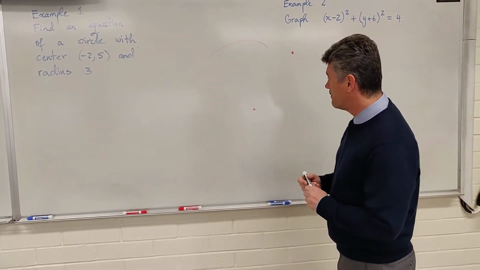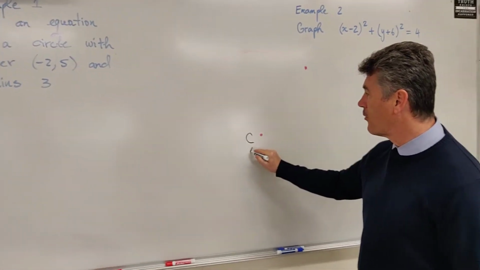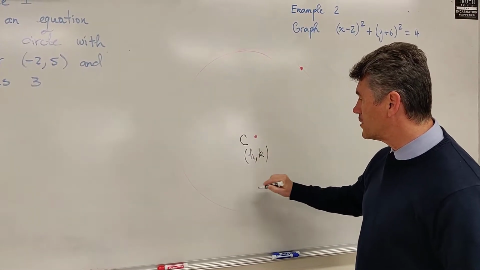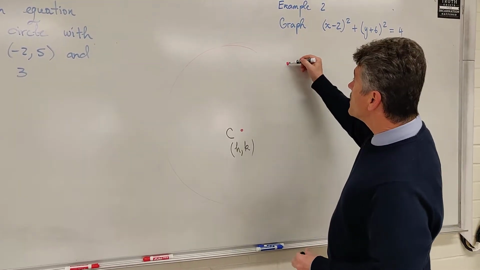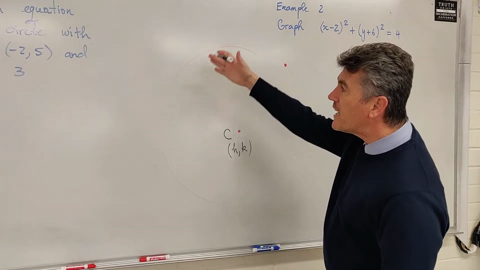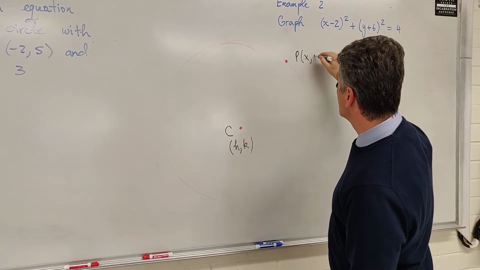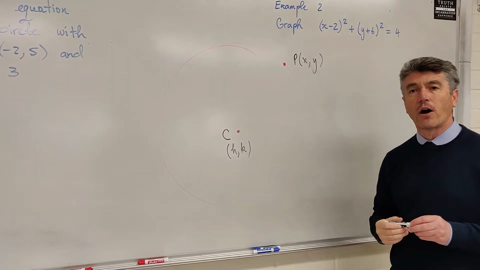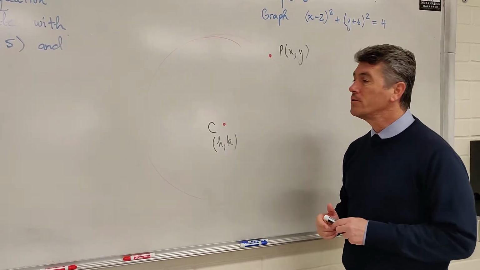Here is the center. I use the letter C. And I'll give it coordinates. This is a fixed point, so you know its coordinates. So H and K are actually known. This point is on the circle. It's an arbitrary point. We don't know it. It could be any of those points. Because you don't know its coordinates, we'll call them X and Y. So both X and Y are unknown, and they represent the infinite number of points that are on the circle.